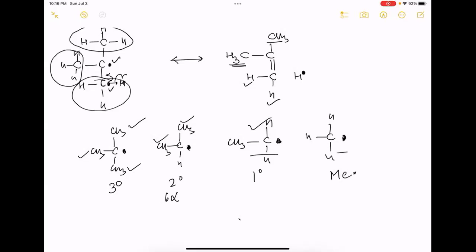So resonance stabilized radicals were placed first in the stability order, followed by the normal radicals: tertiary radical, secondary radical, primary radical, which are just stabilized by hyperconjugation. Is it clear? So that's how we decide the order. I hope hyperconjugation is clear.